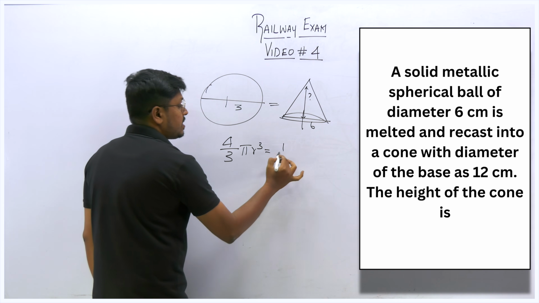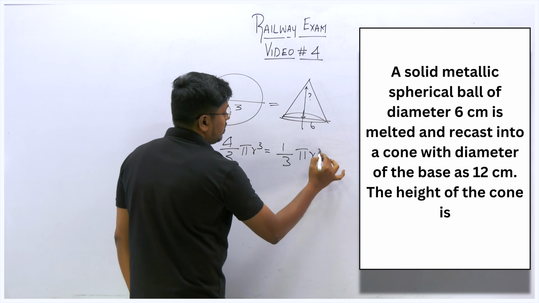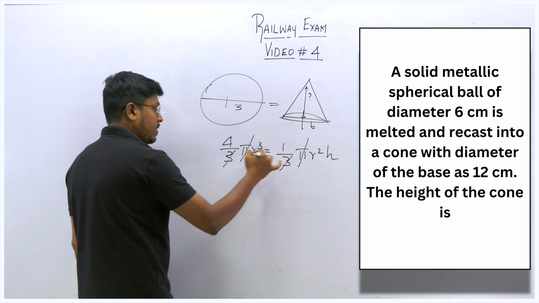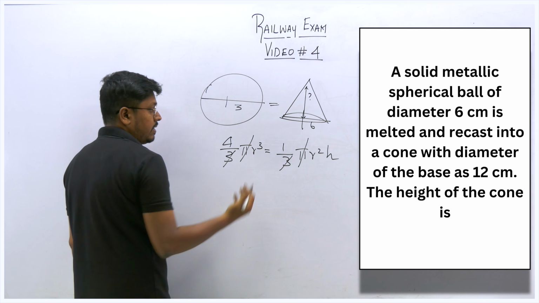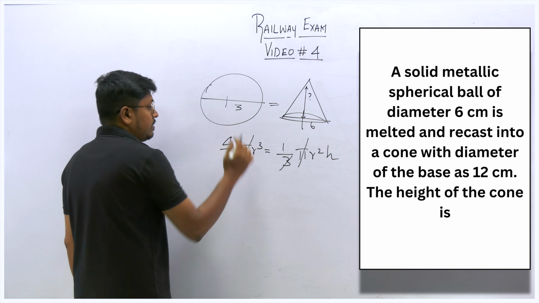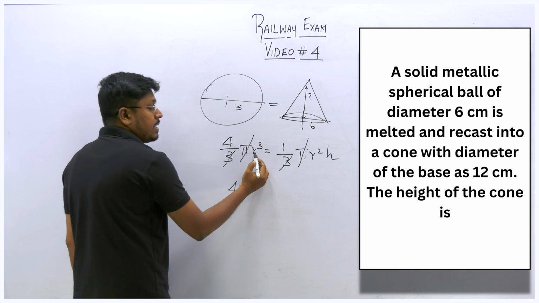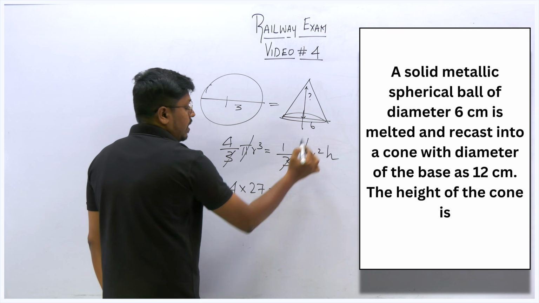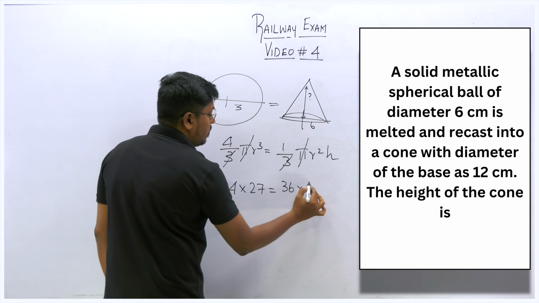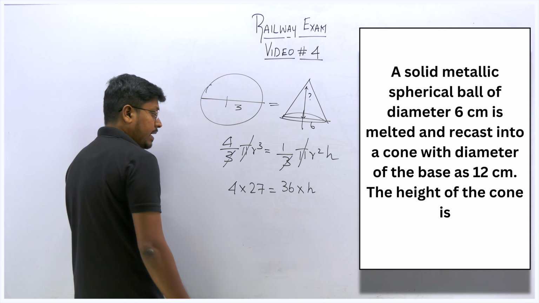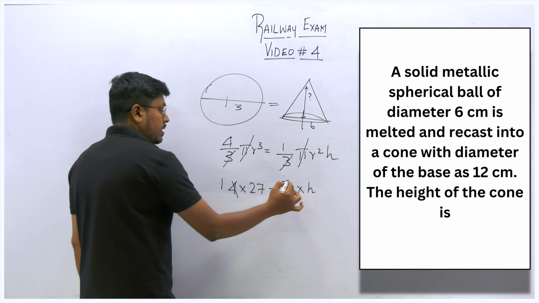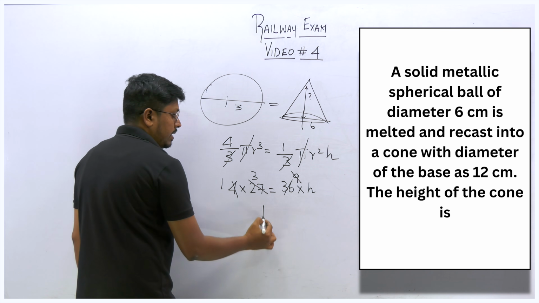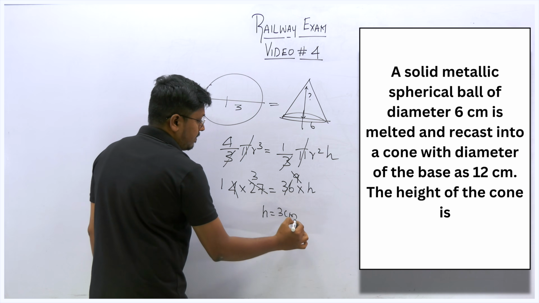The volume of a cone, just now we have learnt, is 1 by 3 pi r square h. So we can cancel pi and pi. We can cancel 3 and 3. Do not cancel r and r because the radius is different here. So r will be 3. So 4 into 3 cube, 3 3s are 9, 9 3s are 27, is equal to r square, so 36 into h. Now we can cancel it. 1 4 is 4, 9 4s are 36, 1 9 is 9, 9 3s are 27. h is equal to 3 centimeter.